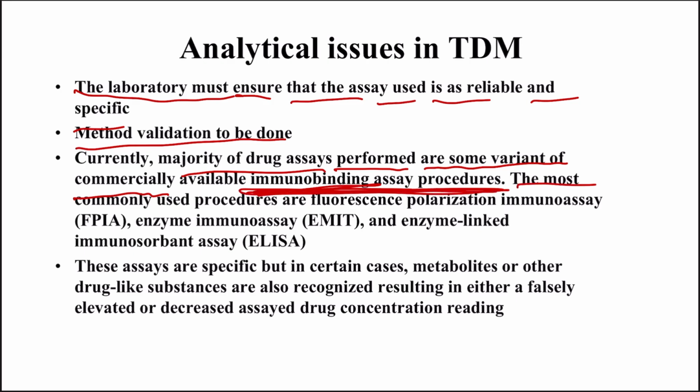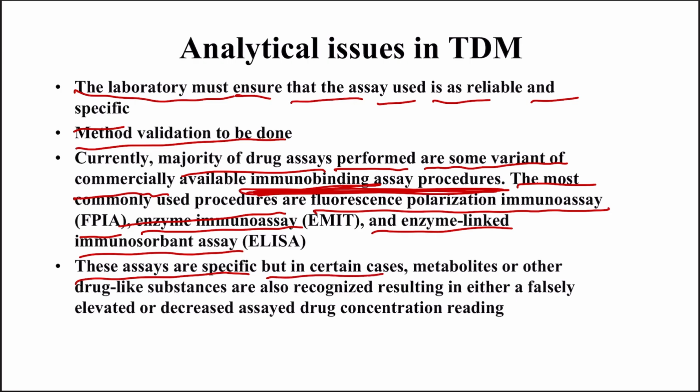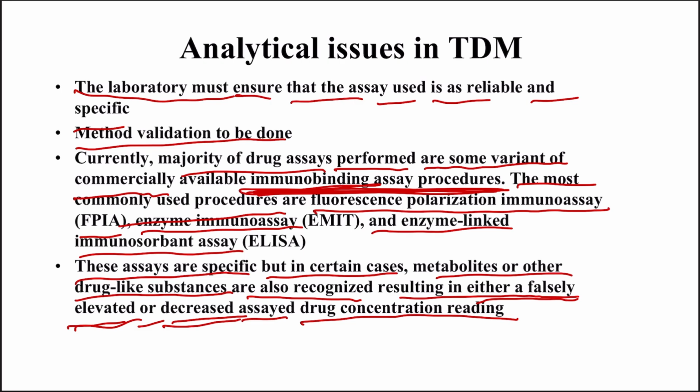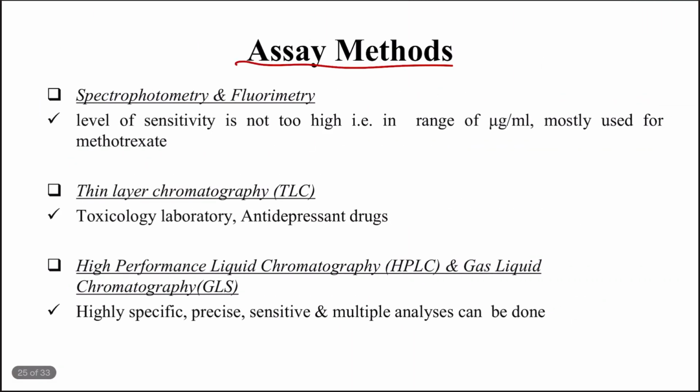The most commonly used procedures are fluorescence polarization immunoassay, that is FPIA, then enzyme immunoassay, and then enzyme-linked immunosorbent assay. These assays are specific, but in certain cases metabolites or other drug-like substances are also recognized, resulting in either a falsely elevated or decreased assay drug concentration reading. So it can either increase or decrease the concentration reading. Now coming to the different assay methods, we have spectrophotometry and fluorimetry.